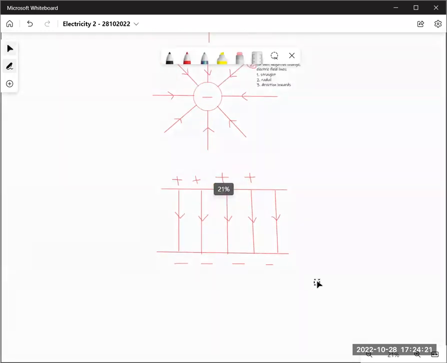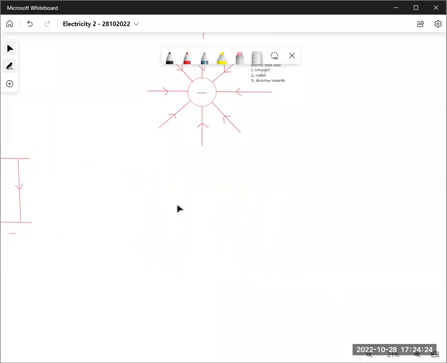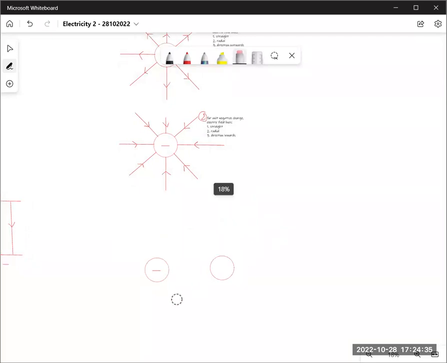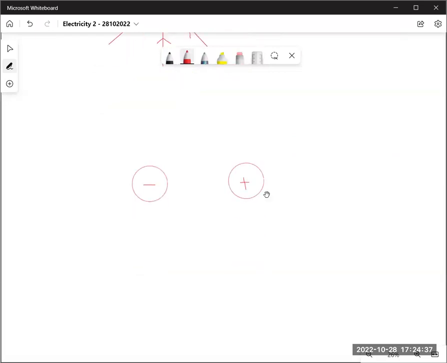Now, before you make this one, I want to show you something else. What if I have both a positive charge and a negative charge close to each other? What will the field lines look like then? Two negatives will repel, two positives will repel, and opposite charges attract. Unlike charges attract, like charges repel. But these are attracting. So this is what the field line looks like.